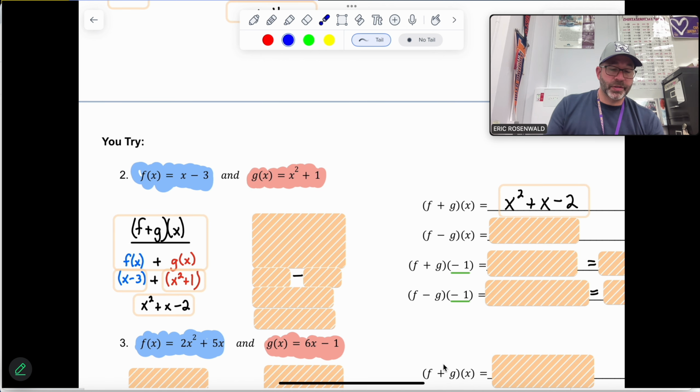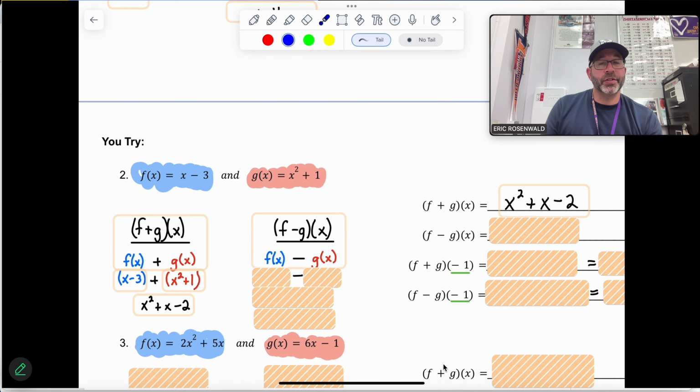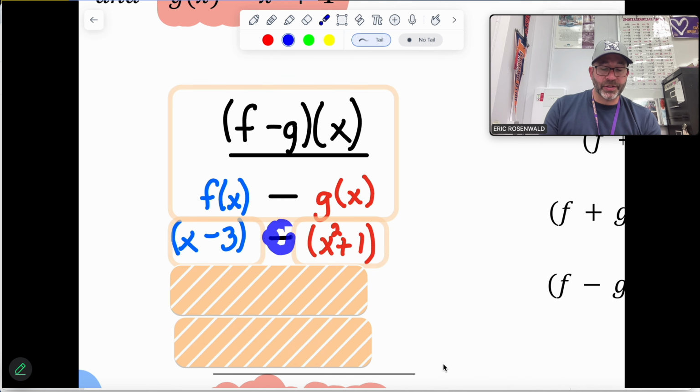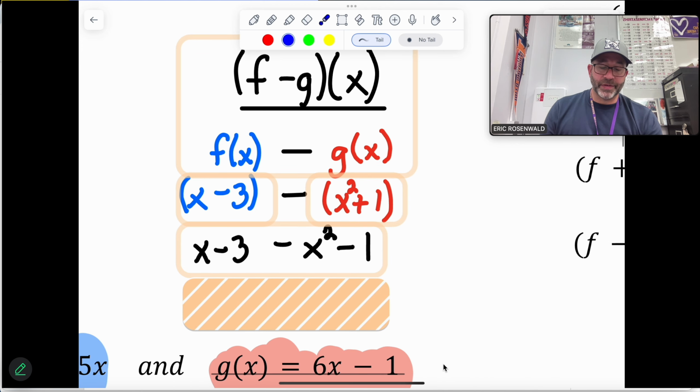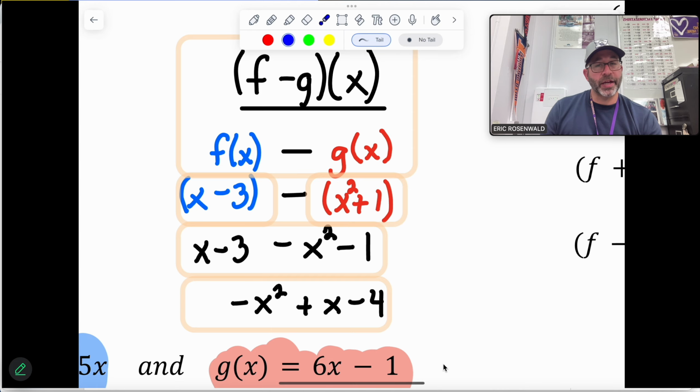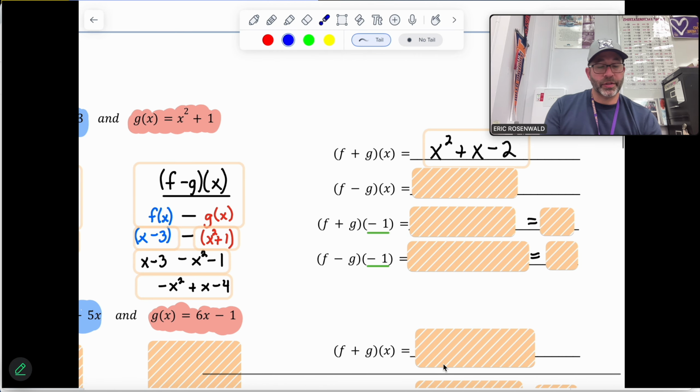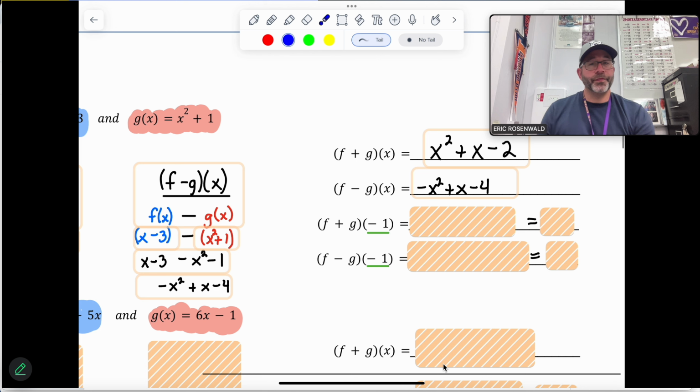Okay, f minus g of x is going to be f of x minus g of x. We'll take f of x, which is x minus 3. We'll take g of x, which is x squared plus 1. And again, this one, because we have a minus in the middle, that minus gets distributed to everything that's coming after it. So we're going to end up with a negative x squared and a negative 1. Go ahead and combine our like terms. We get negative x squared plus x, and then a minus 4. Okay, so that's our answer for the second part.